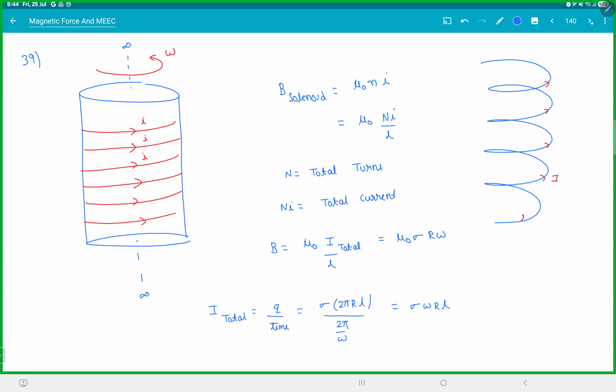Clear with this? Yeah, that's a bit about different shapes that we did.